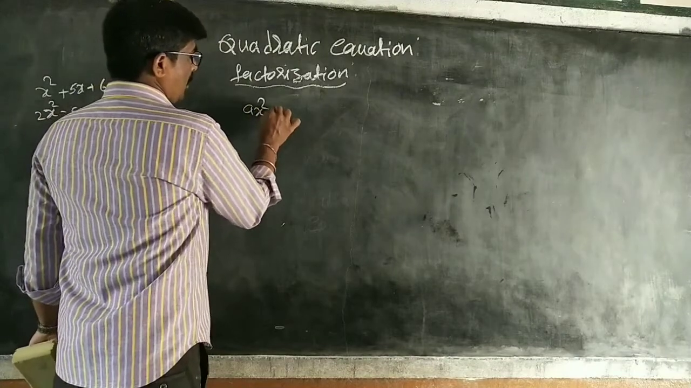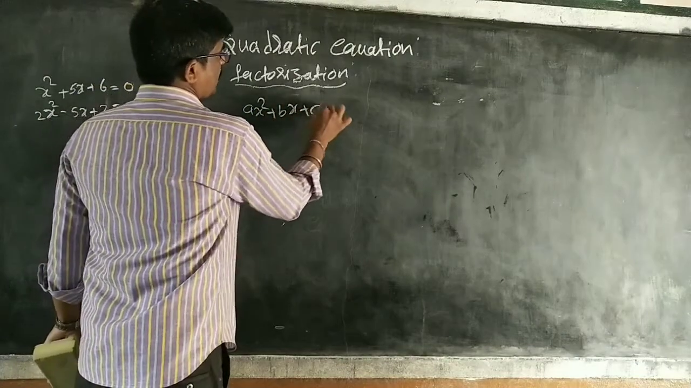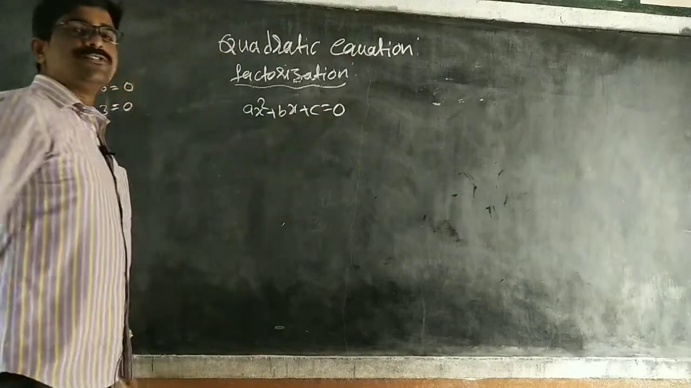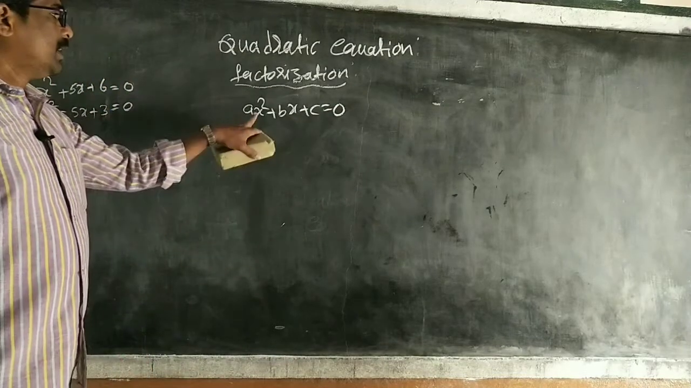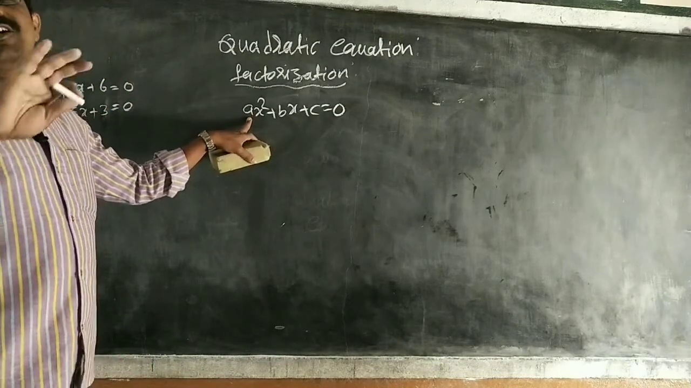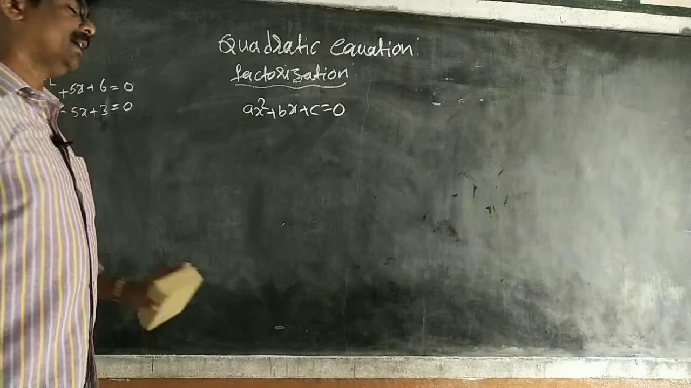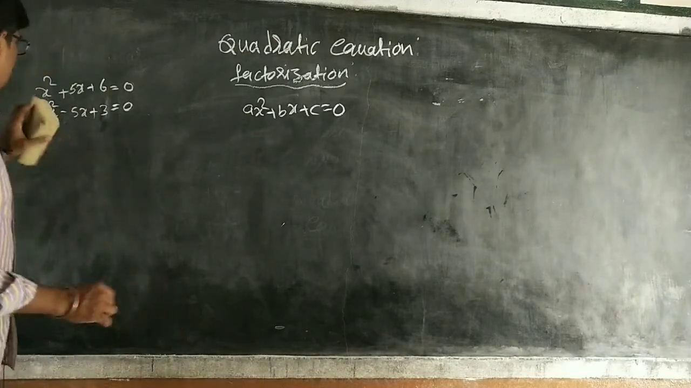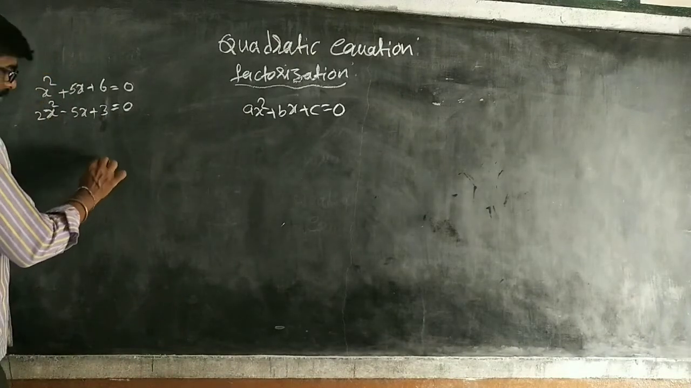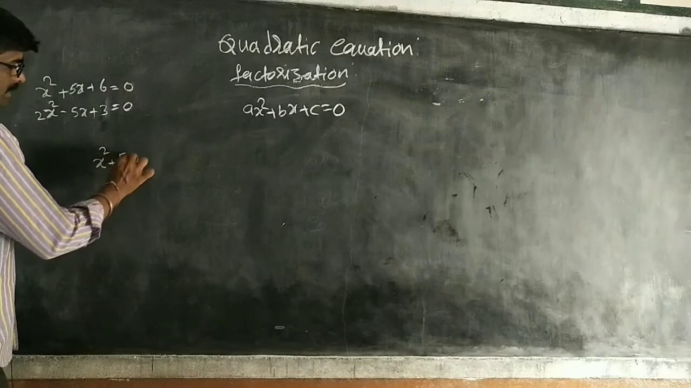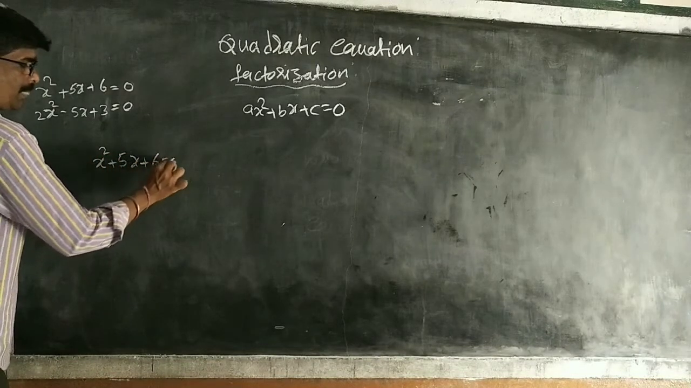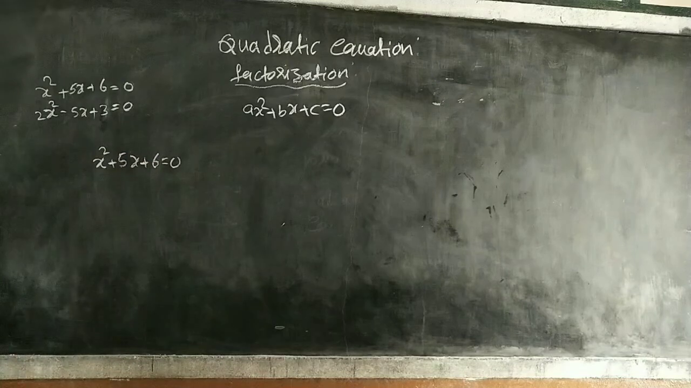ax square plus bx plus c is equal to 0. This is the general form of a quadratic equation, in which the coefficient of x square is not 0. Okay? Right. So I am taking one example, that is x square plus 5x plus 6 is equal to 0. This is one quadratic equation. We have to factorize this quadratic equation.